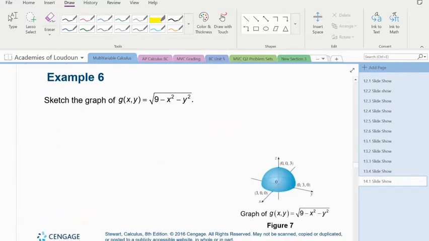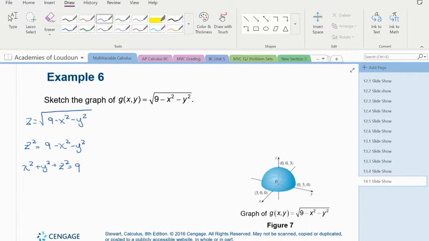So let's look at this example. We're going to sketch the graph of g of x, y equals the square root of 9 minus x squared minus y squared. So we know that the graph has the equation z equals the square root of 9 minus x squared minus y squared. If we square both sides of the equation, we obtain z squared equals 9 minus x squared minus y squared, or x squared plus y squared plus z squared equals 9, which we recognize as an equation of the sphere with the center at the origin and a radius of 3. But since we know that z must be greater than or equal to 0, we can see that the graph of g is just the top half of this sphere, as shown in Figure 7.